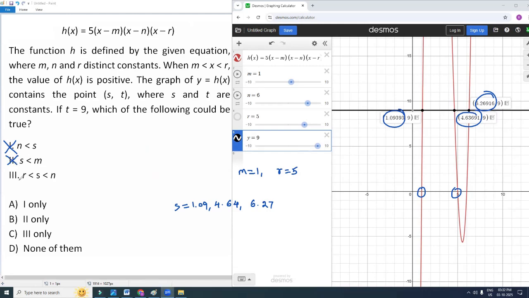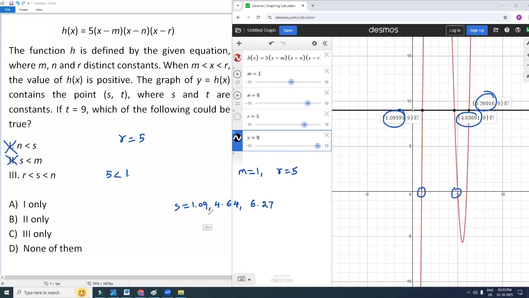Let's consider the third statement, that is r is less than s, less than n. Here we have r equals 5. Now let me write this inequality with the value of r and the three different possible values of s and n equals 6. So here let's take r equals 5 less than s. Let's consider the first value of s, that is 1.09, less than the value of n, which is 6. Even in this one, we can decide that the first value of s does not satisfy this inequality because 5 is less than 1.09 is not true. So it's false.